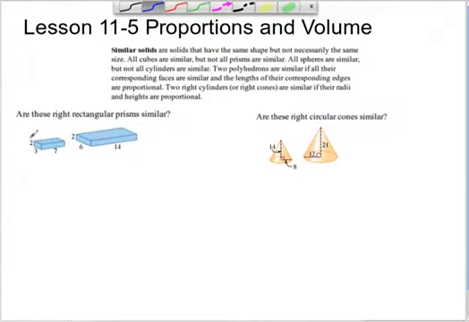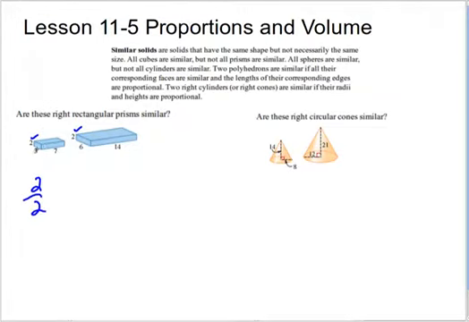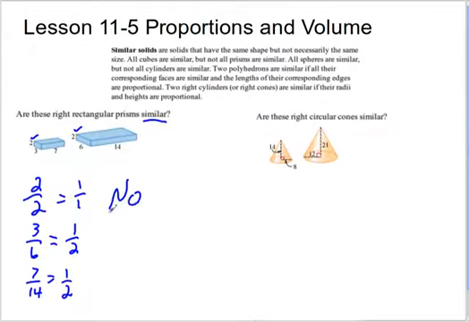So here we have a height of 2 and 2, so the ratio there would be 2 to 2. The width would be 3 to 6, and the length would be 7 to 14. Alright, and this ratio would be 1 to 2, this ratio would be 1 to 2. However, this ratio would be 1 to 1, and so all the three ratios aren't the same. So the question here is, are these two similar? The answer is no, because the ratios of their sides are not all the same. The edges are not all the same.